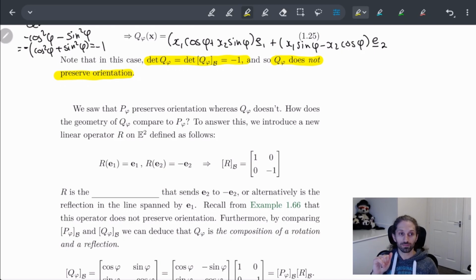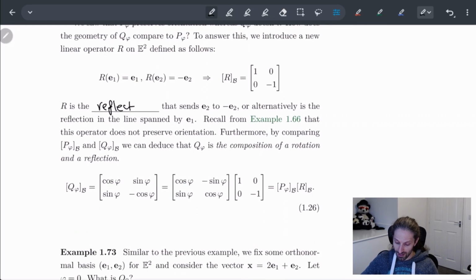Now R is going to be the reflection. We're going to say it's the reflection that sends E2 to minus E2. You can see E1 stays where it is and we don't change E1, but E2 we flip to the opposite side. Another way of saying this is that it's the reflection in the line spanned by E1.